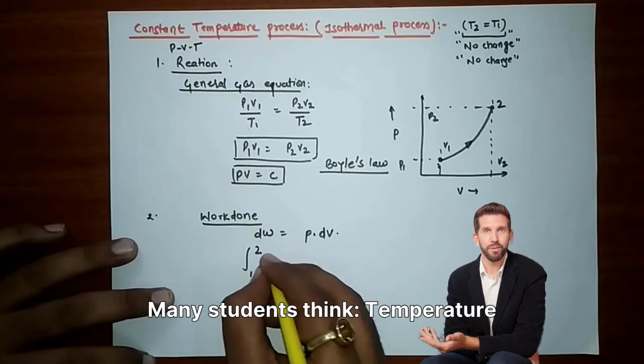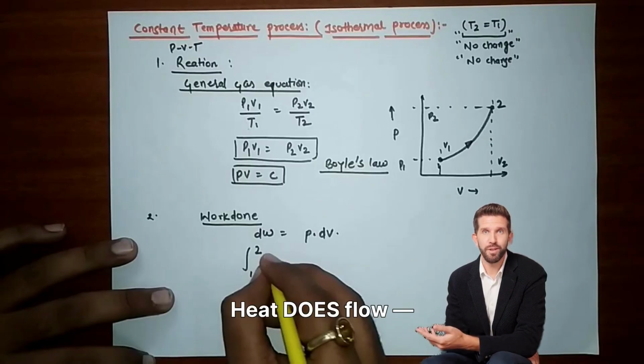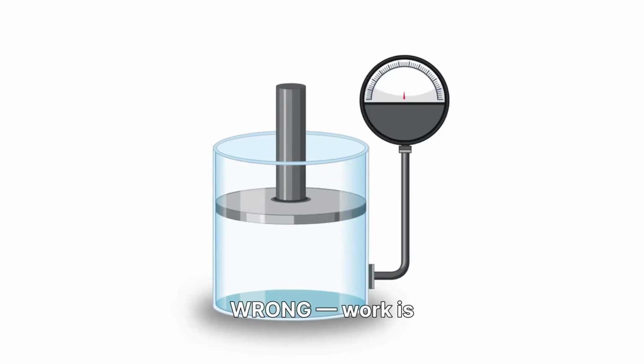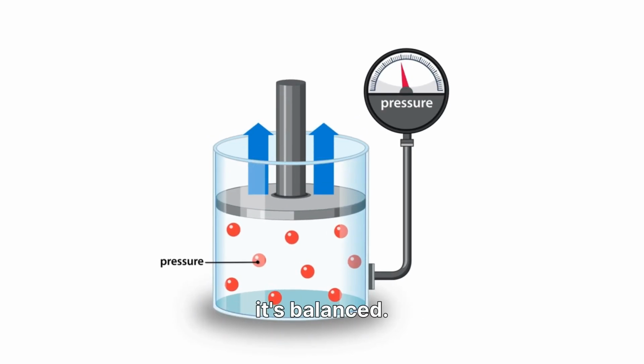Many students think temperature constant equals no heat flow. Wrong. Heat does flow, just enough to maintain temperature. Work is zero. Wrong. Work is definitely happening. Isothermal is not idle, it's balanced.